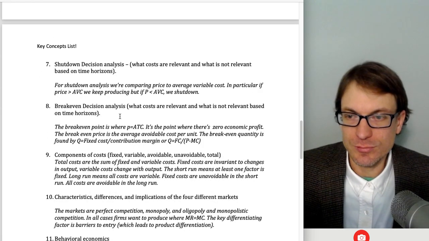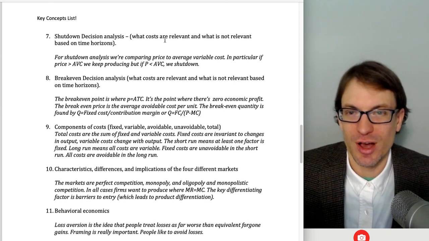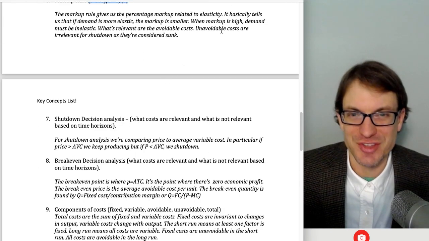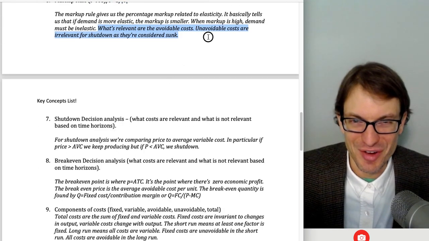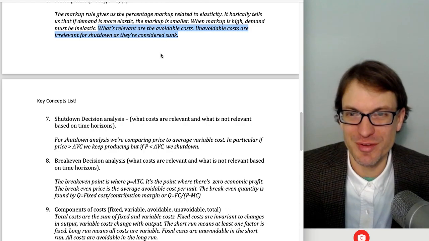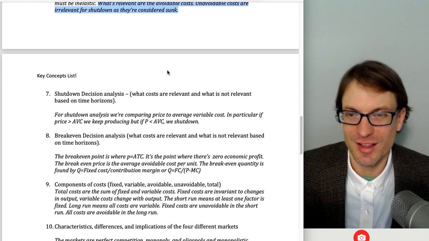Okay. Shutdown analysis. What costs are relevant, what is not relevant? Oh, I said this already. What's relevant are the avoidable costs. Unavoidable costs are irrelevant for shutdown as they're considered sunk.